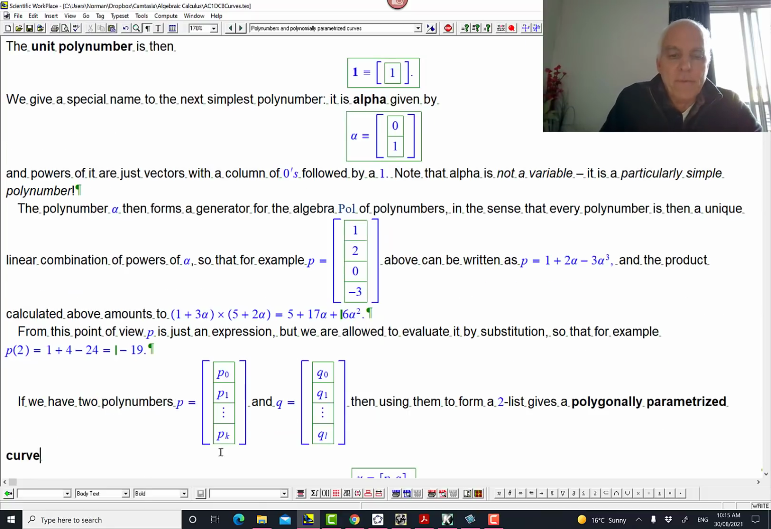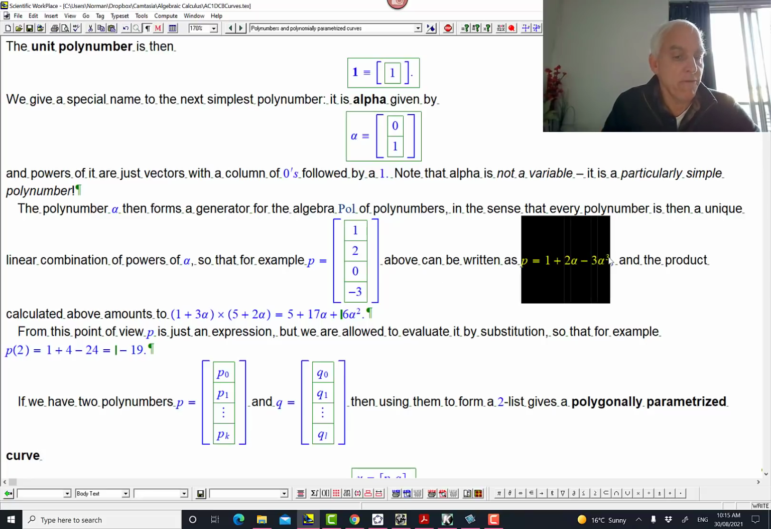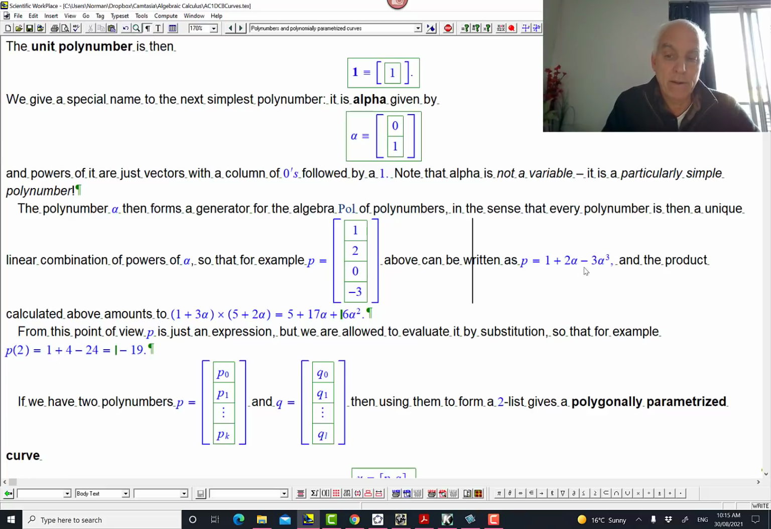So from this point of view, a polynumber like P doesn't have to have a variable behind it. We do not have to say P is equal to P of alpha. P is just this list. But we are able to evaluate it also. So let's say we want to evaluate this P at 2. Then what we do is we take the alpha form of it, the polynomial form of it, and just replace the alpha with the 2. So P of 2 will be 1 plus 2 times 2, which is 4, minus 3 times 2 cubed, which is minus 24. So that'd be minus 19.